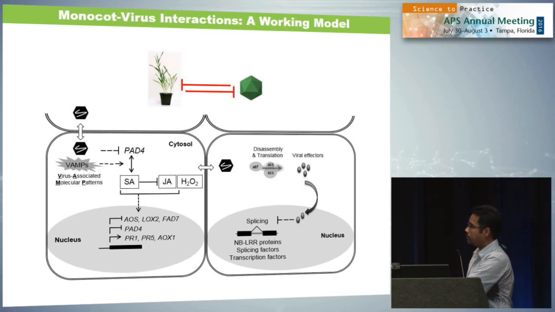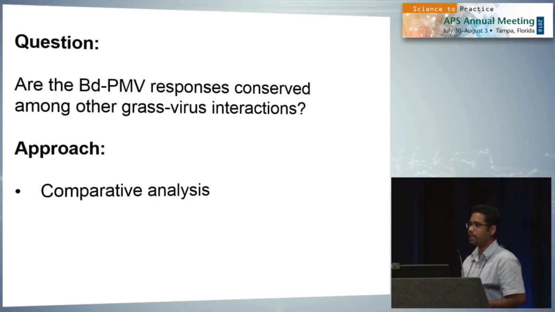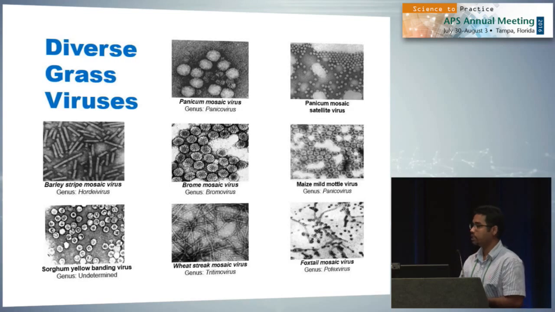But in addition to answering those questions, we were also interested in going back to all the different grass viruses and also grasses that are important. What is going on in the other systems? And can what we learned so far in PMV and Brachypodium be extrapolated to some of the other grass virus interactions? So we basically took a comparative approach here. And we established 6 more different grass-infecting viruses: barley stripe mosaic virus, brome mosaic, maize mild mottle, sorghum yellow banding, wheat streak, and foxtail.